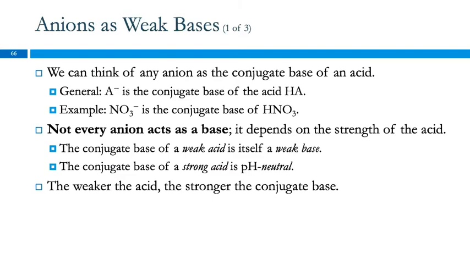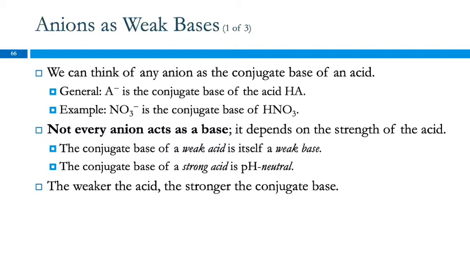So we can think of any anion as the conjugate base of an acid. So we use A- as the conjugate base of the acid HA, because the acid acts as an acid by donating its hydrogen ion, giving up its hydrogen ion, and then what's left? The A-. That's the conjugate base. The conjugate base can accept a proton, a hydrogen ion, and become the acid again.